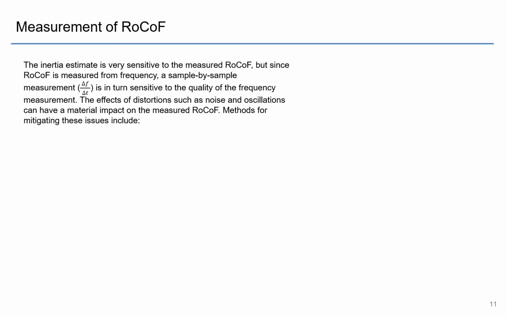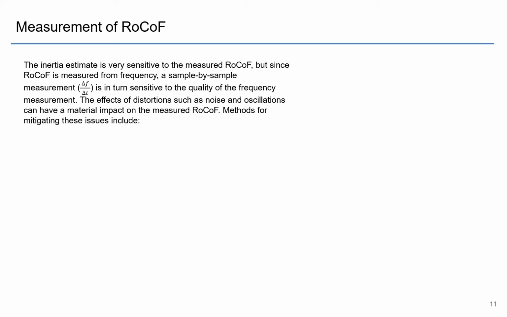We just spent the previous couple of slides talking about all the problems with measuring frequency, but for the inertia estimate, we actually need the first derivative of frequency, which is the RoCoF. And the inertia estimate is very sensitive to the measured RoCoF. Because RoCoF is measured from the frequency, sample by sample, by taking the delta F divided by the delta T of each sample, it is also very sensitive to the quality of the frequency measurement. So all these effects we were talking about before, the noise, the transients, the oscillations, and so forth, can have a very material impact on the measured RoCoF.